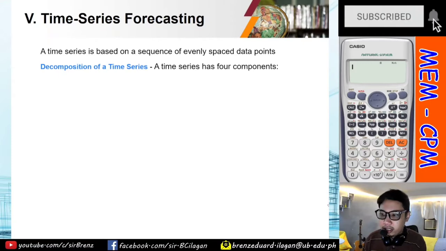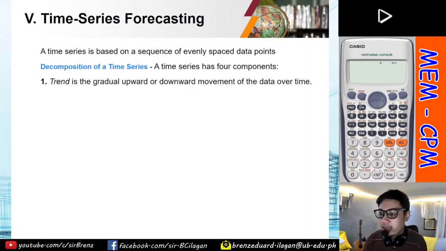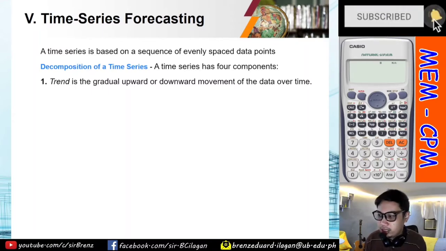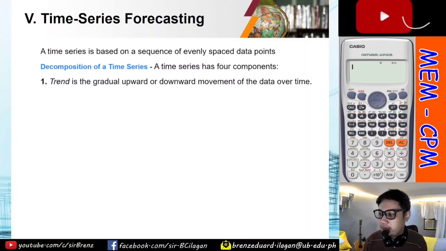So the decomposition of a time series. Time series has four components. The first one, we have what we call the trend. A trend is the gradual upward or downward movement of the data over time. Changes in income, population, the age distribution, or cultural views may account for movement in trend.